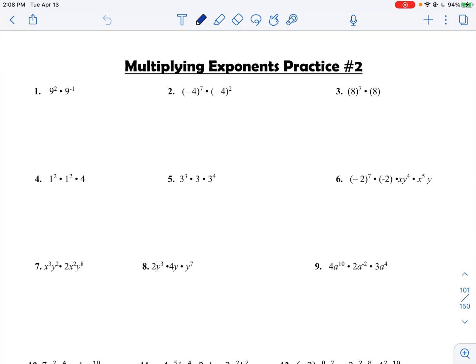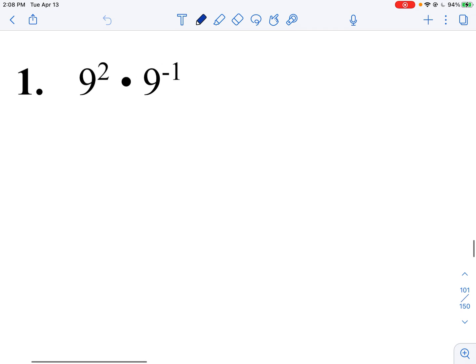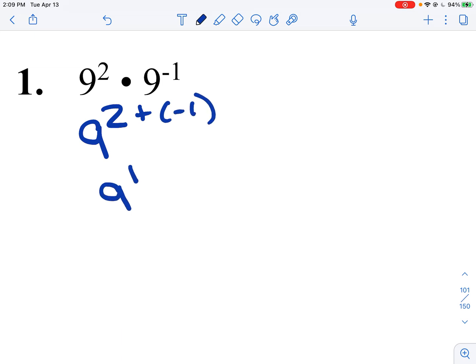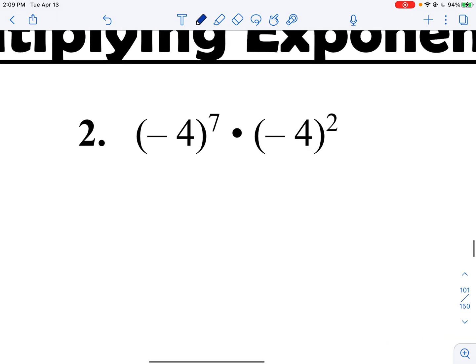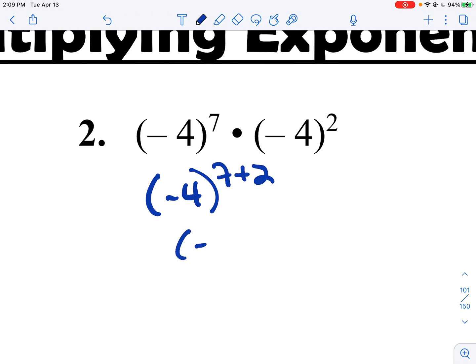We are on page 101. We did this as our warm-up. Let's look at this. So I write down the base, which is 9, 2 plus negative 1. That would be 9 to the first power, which is just 9. This one, again, I write down the base of negative 4, 7 plus 2, so negative 4 to the 9th power.